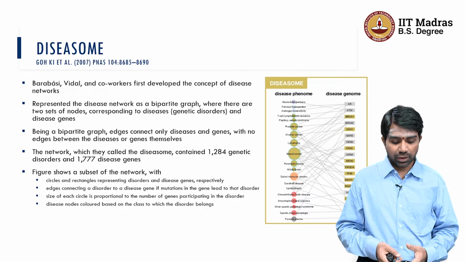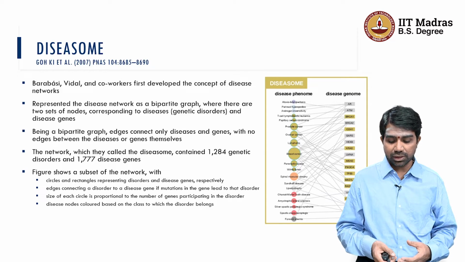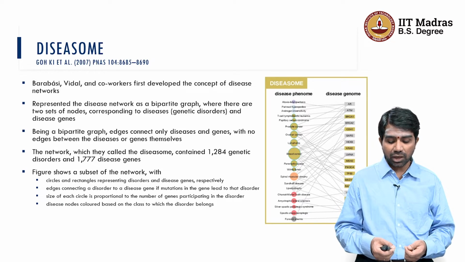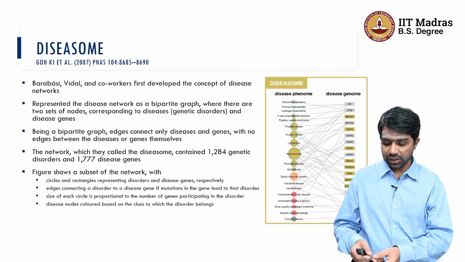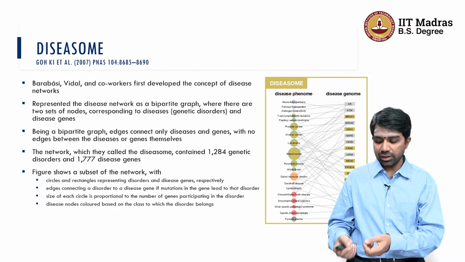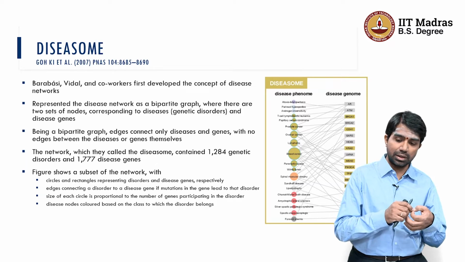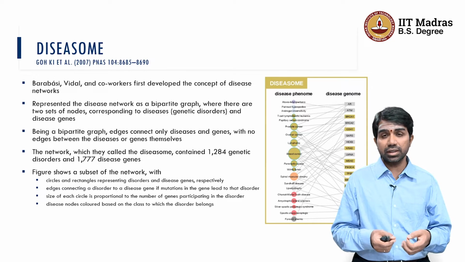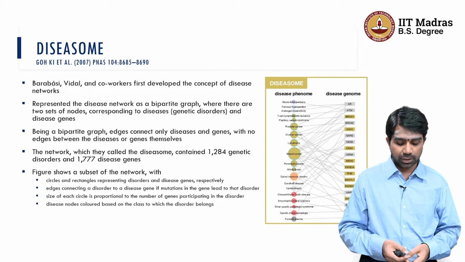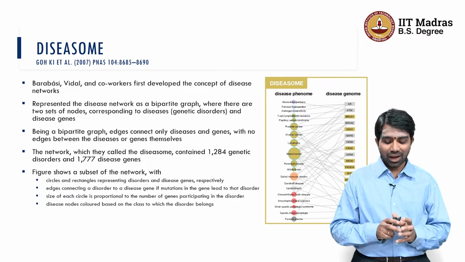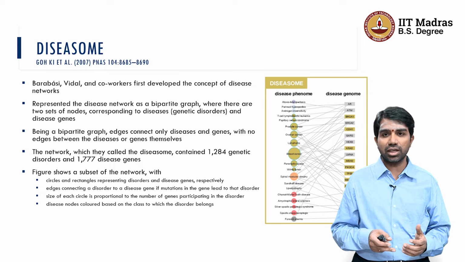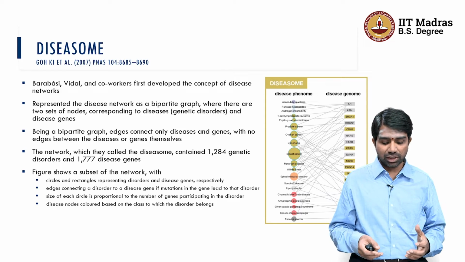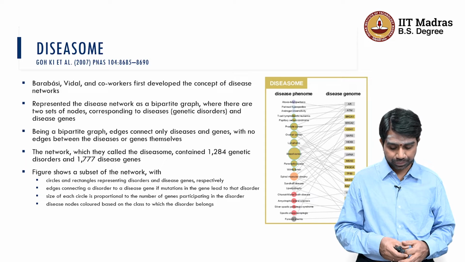So what is the bipartite graph here? There are two sets of nodes corresponding to diseases or genetic disorders and the underlying disease genes. And being a bipartite graph, the edges connect only diseases to genes. Diseases are the circles that you see here and genes are the rectangles. So there are connections between the circles and the rectangles, or diseases and the genes, and there are no edges between the diseases themselves or the genes themselves. The network, which they called the diseasome, contained about 1300 different genetic disorders and close to 1800 disease genes. So it's a pretty large network with nearly 3000 plus nodes.